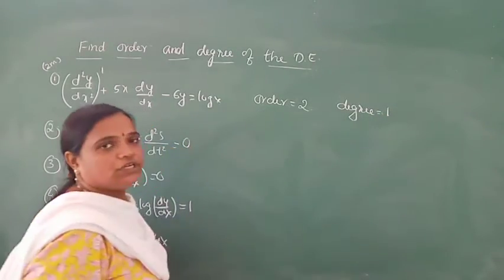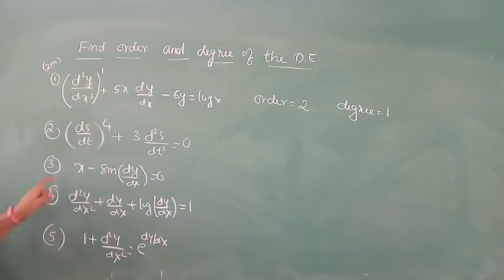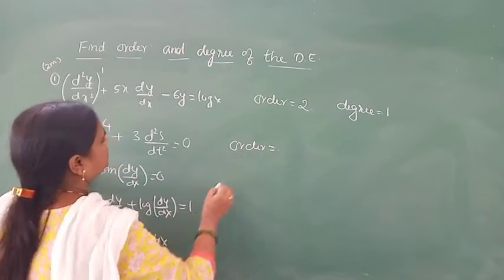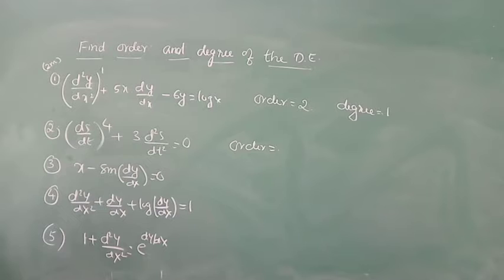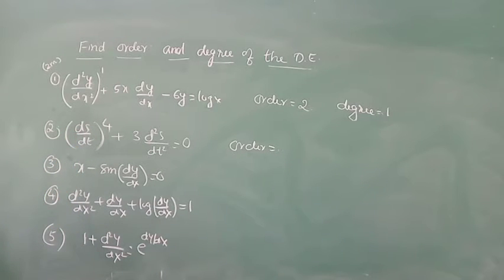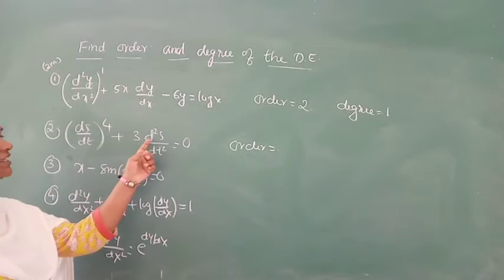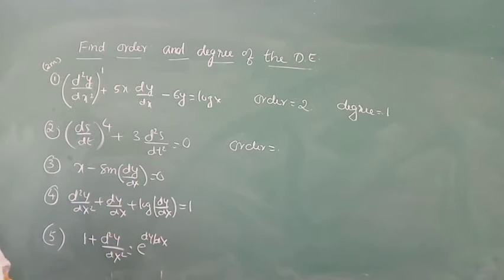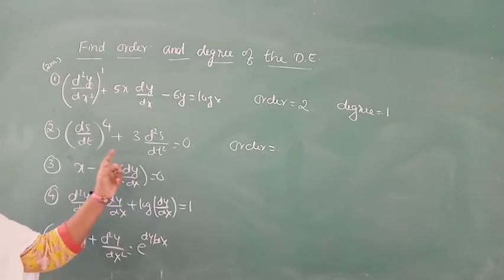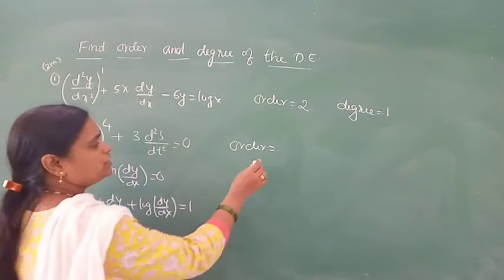Next, in this case, order. See, order is what here? ds by dt. Here, ds by dt means order is 1. And d2s by dt square, order is 2. Comparatively here, which one is highest? This one. Therefore, order is 2.